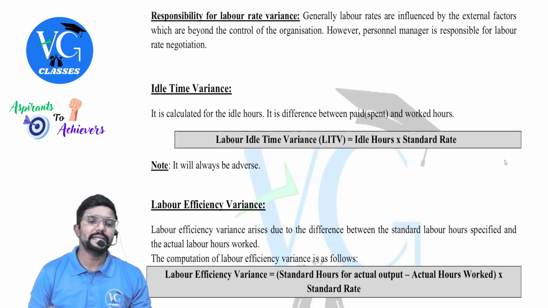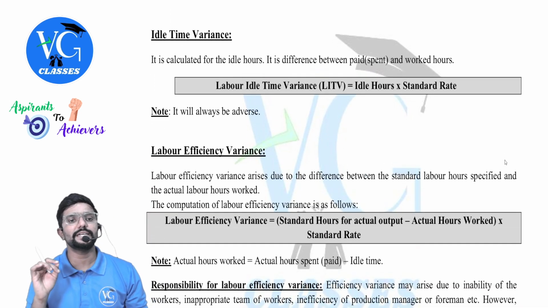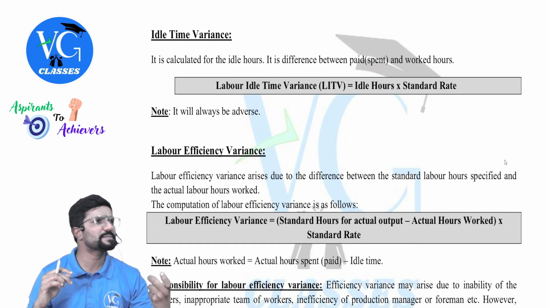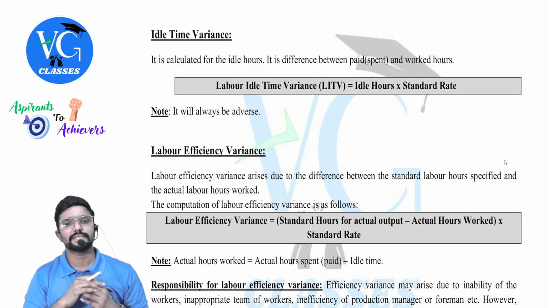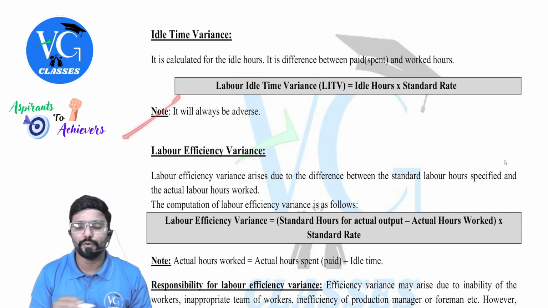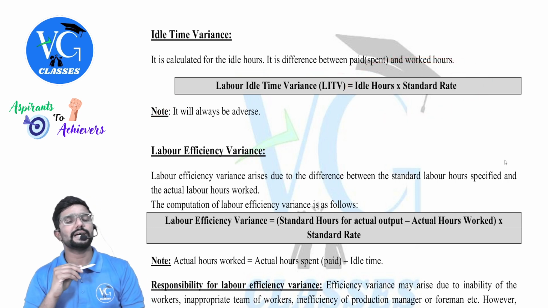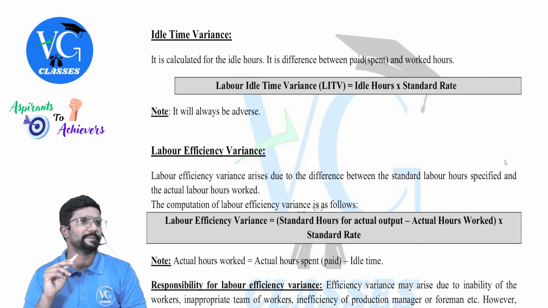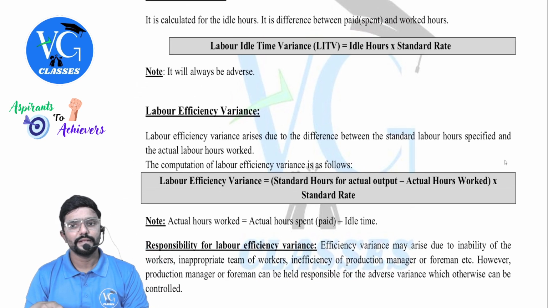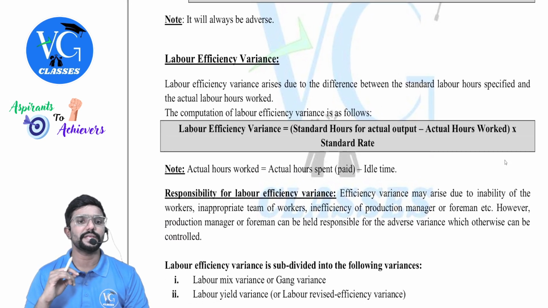Idle time variance is calculated for idle hours. It is the difference between paid hours, which is nothing but spent, and worked hours. So idle time will always be adverse, guys. I have given a note. What is the formula? Idle hours into standard rate.